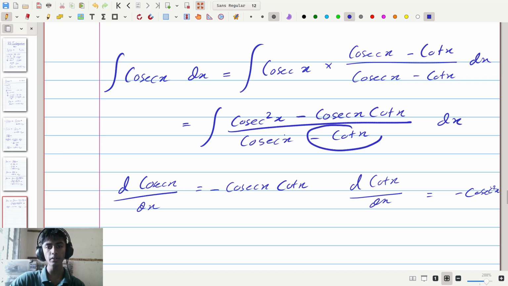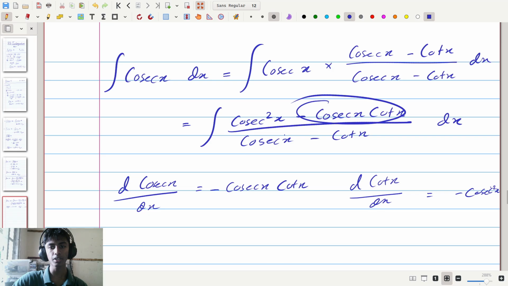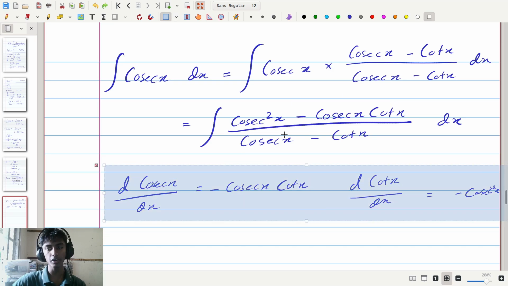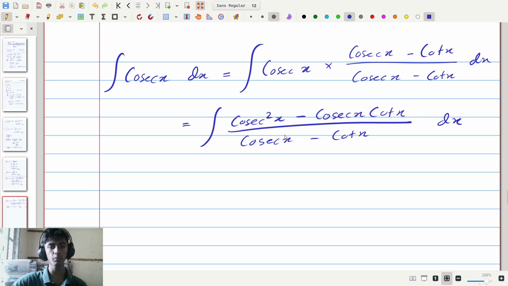Therefore, the derivative of the negative cotangent of x is cosecant squared of x, and the derivative of cosecant of x is negative cosecant x cotangent of x. From this we can see that the thing on top really is the derivative of the thing on the bottom. So here what we have is the derivative of cosecant of x minus cotangent of x, divided by cosecant of x minus cotangent of x.